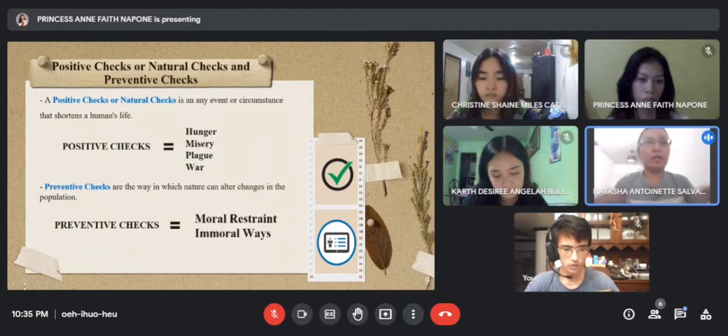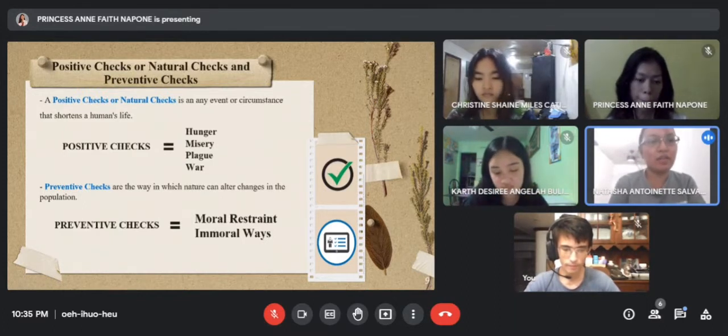To begin with, positive checks or natural checks are any event or circumstance that shortens a human life. To understand this, positive checks increase the death rate to control the population, such as hunger, misery, plague, and war.